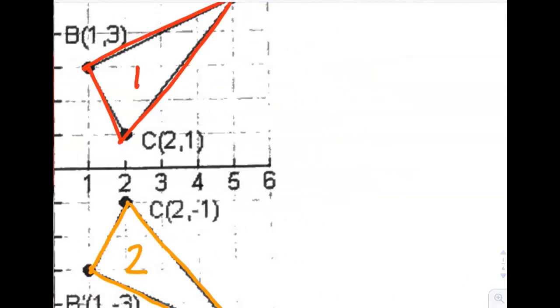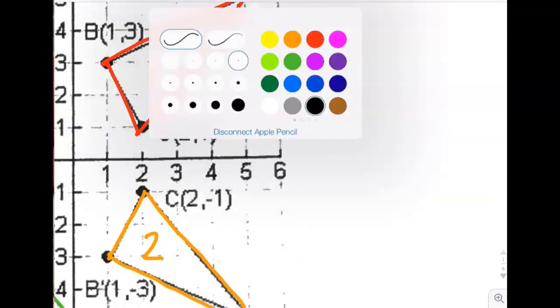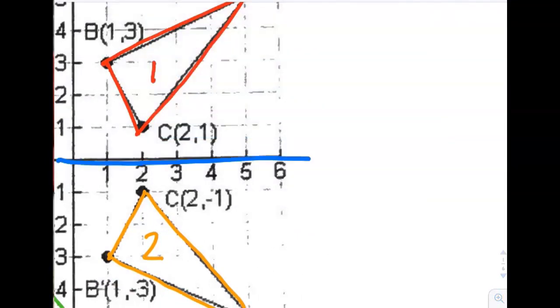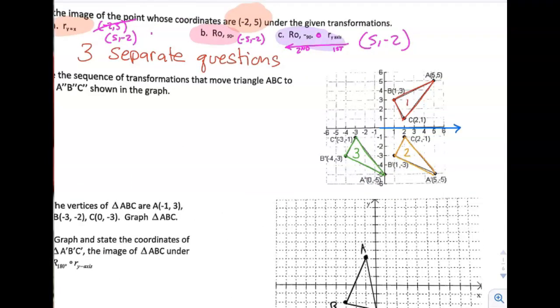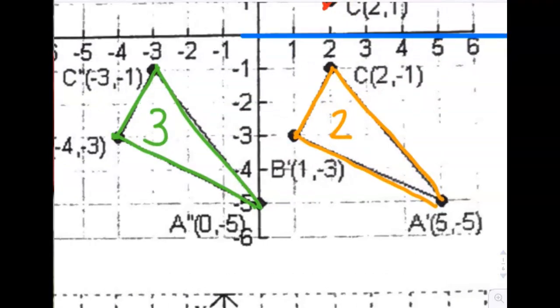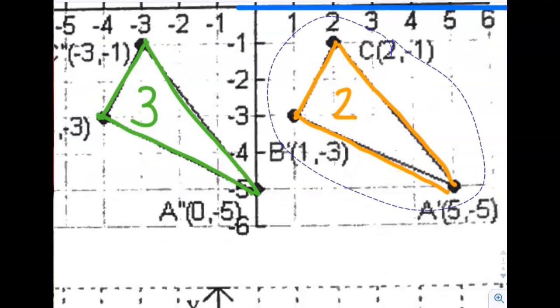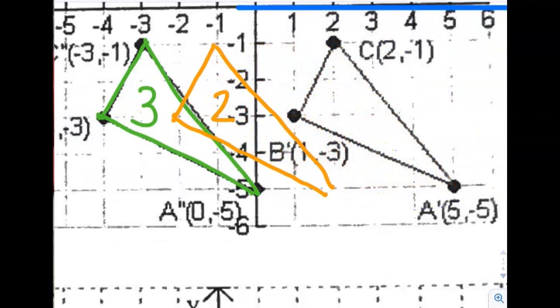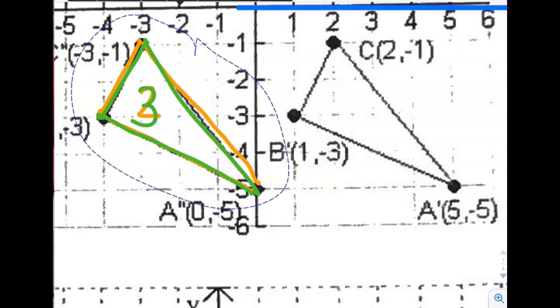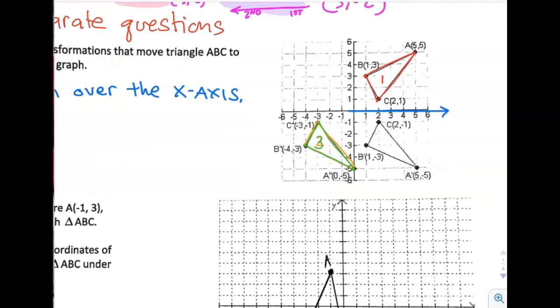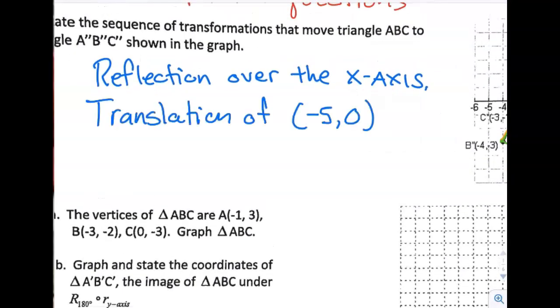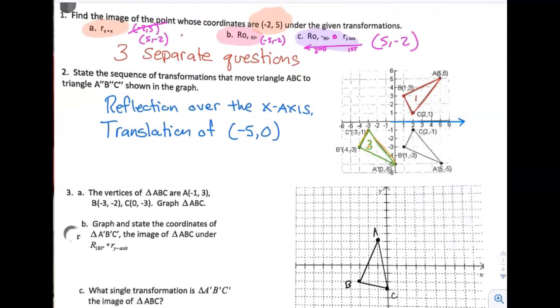So the first thing that happens is this, which is pretty clearly a reflection over the x-axis. So the first thing was a reflection over the x-axis, and then once we're at this orange number 2, it looks like it's just going to be a translation of 1, 2, 3, 4, 5 to the left, which is -5, 0. And there's your 2 steps. A reflection over the x-axis followed by a translation of -5, 0.